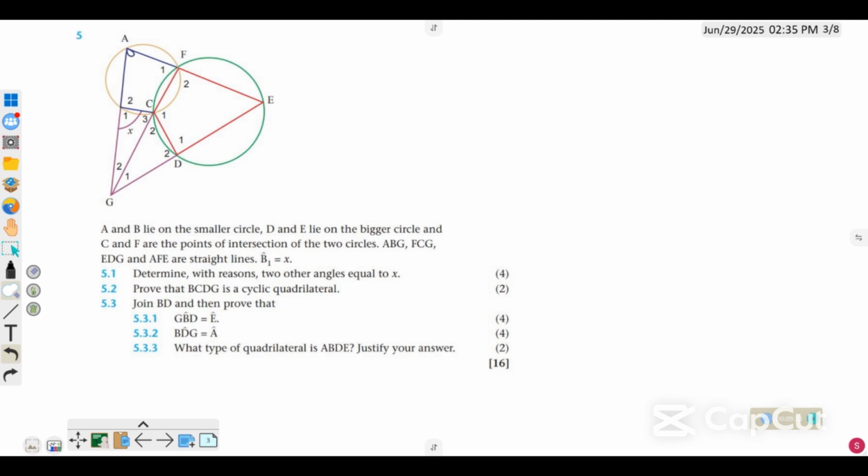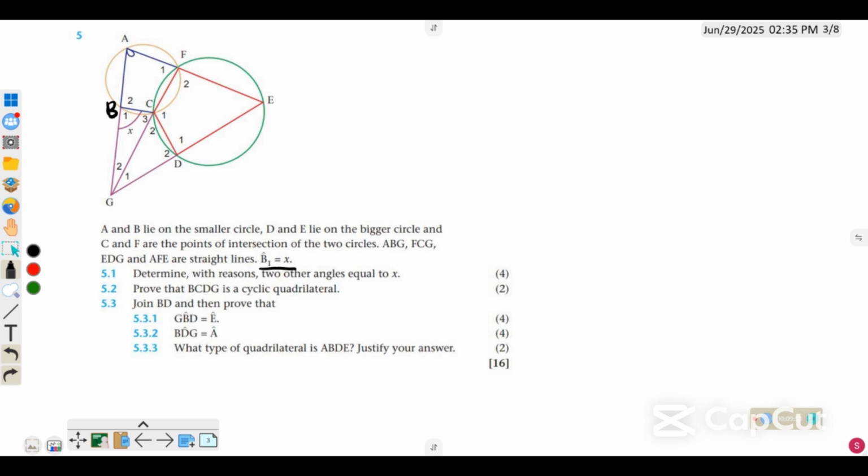What else? A, B, G, where's A, B, G? Oh, here's B right here, because they say let B1 be X, but they didn't label that. But since we see the X there, then we can see that B1 is that. Okay, A, B, G, that line, F, C, G, that line, E, D, G, all those are straight lines, and A, F, E, we have straight lines there. Let B1 equal X. Determine with reasons two other angles equal to X.